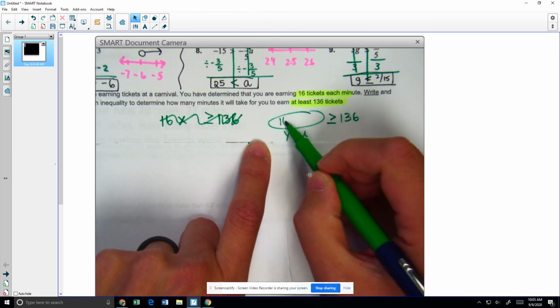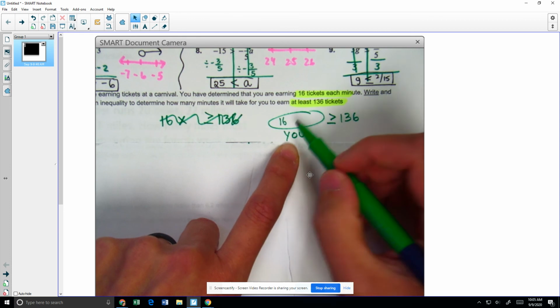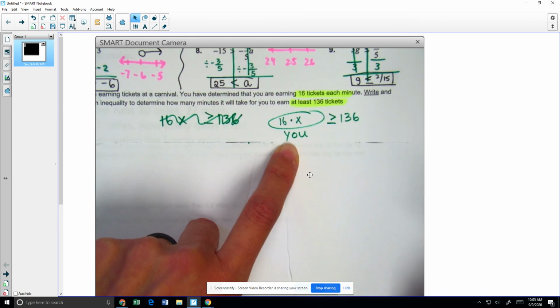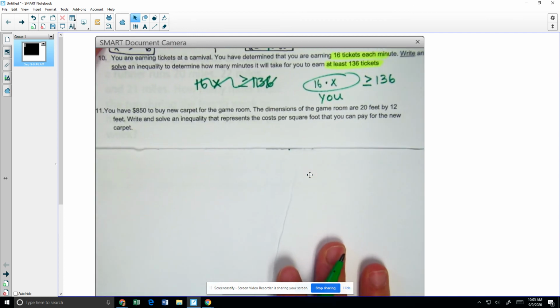Okay, you are earning 16 tickets. Well, 16 goes in the u category because you are earning 16 tickets each minute. How many minutes? I don't know. That's why you have to multiply it by x to set up the problem.